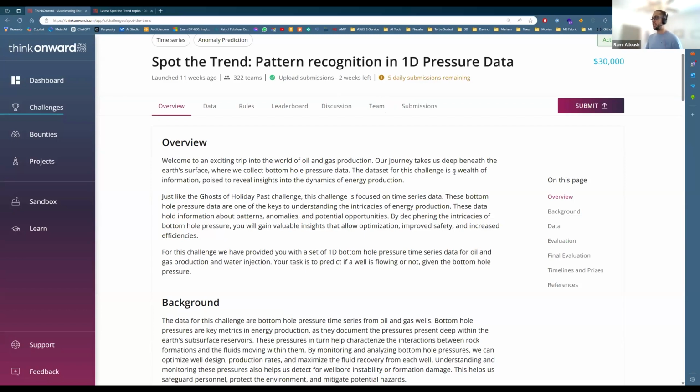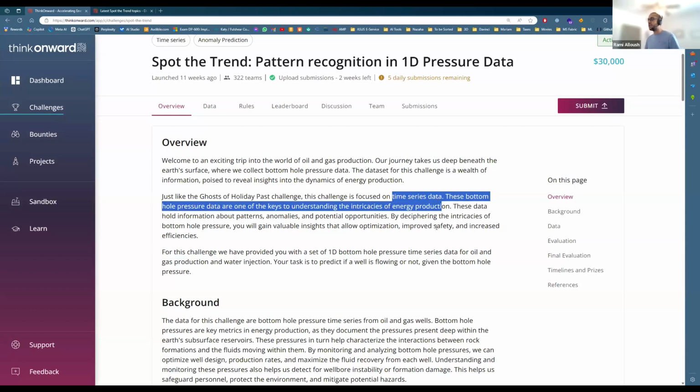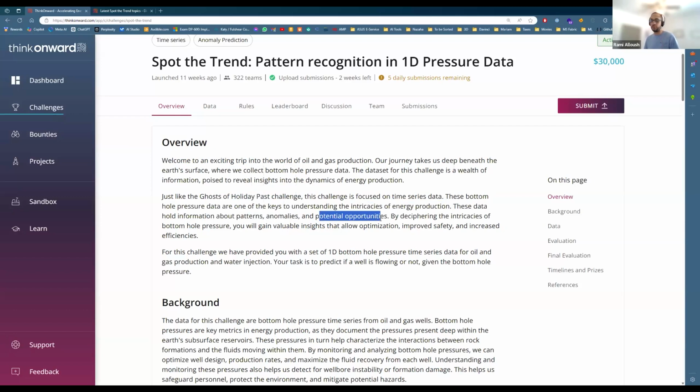The data set for this challenge is a wealth of information, poised to reveal insights into the dynamics of energy production. Just like the Ghosts of Holiday Past challenge, this is another challenge that Onward had. This challenge is focused on time series data. These bottom hole pressure data are one of the keys to understanding the intricacies of energy production. This data holds information about patterns, anomalies, and potential opportunities. That's exactly what we're saying. You have information embedded in the data.